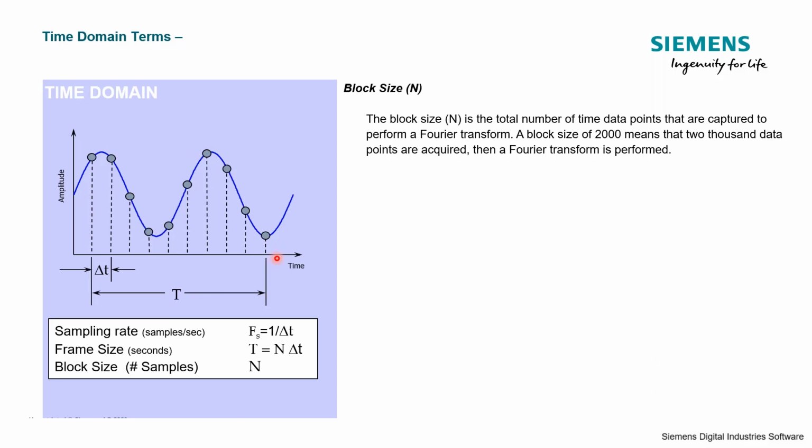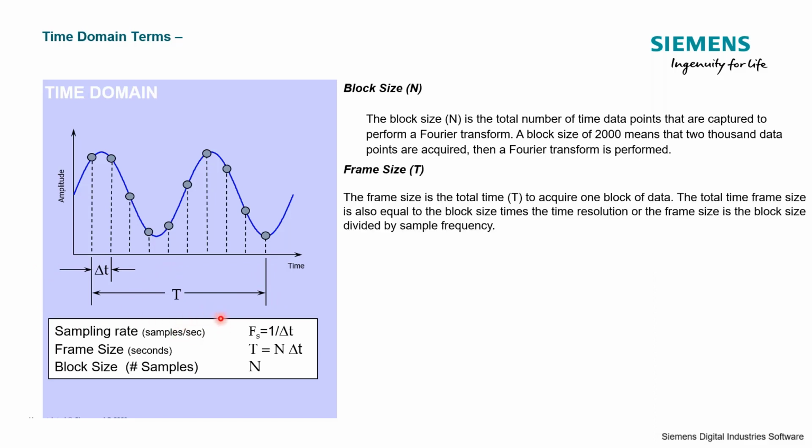So that's the number of points that we're capturing inside this cap T period, which is called our frame size. And the frame size is just the amount of data that we need to do one FFT calculation. We can see the frame size is related to cap N, our block size, times our delta T. So the total time period here would be the number of points times the amount of time it takes to measure each point.